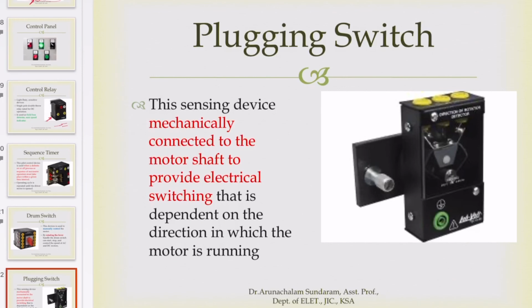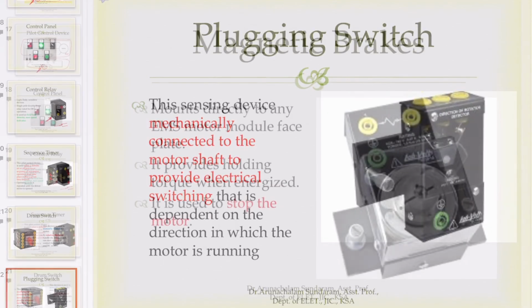Plugging switches: this is a sensing device mechanically connected to the motor shaft to provide electrical switching that is dependent on the direction in which the motor is running. One typical use of plugging switches is for machine tools that must stop suddenly at some point in their cycle of operation to prevent inaccuracies in the work or damage to the machine. Another use is for processes in which the machine must stop completely before the next step of work begins.